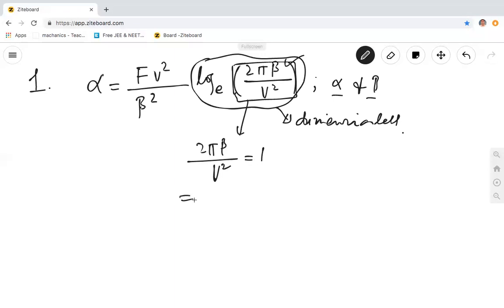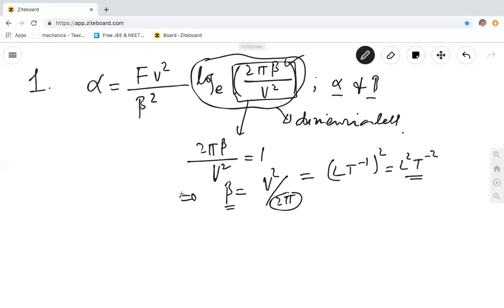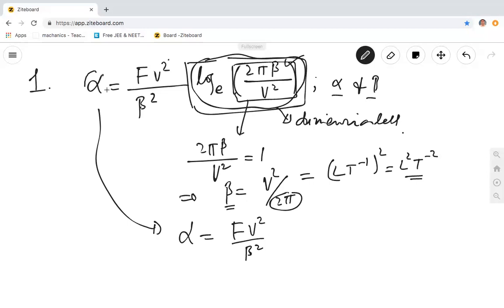So here I can write beta is equal to v square by 2 pi. 2 pi is dimensionless because it's a number, and v is LT minus 1, it's velocity, whole square, and it's L2 T minus 2. I got the answer for beta. What about alpha? Now from here, alpha is dimensionally equal to f of v square by beta square, because from here to here, it is dimensionless. So dimensionally I can write alpha is equal to only this much.